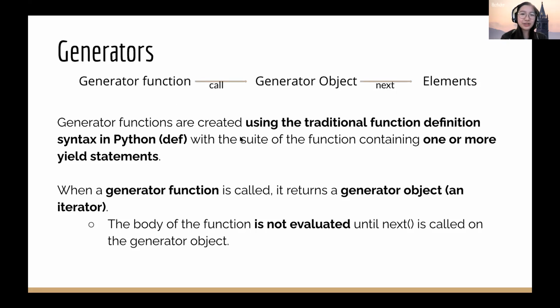So generator functions are created with traditional syntax, with the def statement. It's just they have one or more yield statements. And when it's called, it's just going to give us the object. And so this is the key part: the body of the function is not evaluated until you call next or list or something else that calls next.